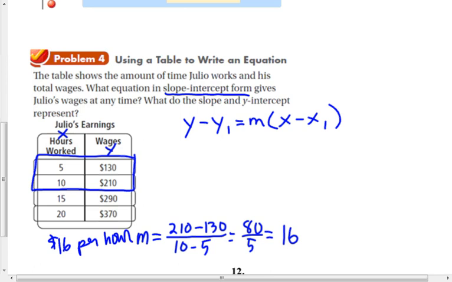A rate is always a slope. So $16 per hour, that goes right here where the m is. Okay, the x and the y both stay there. Now, all I need to do is choose any x value and any y value that corresponds to that. So I'm just going to use the first 2 here. So x is 5 and y is 130. So let's put 130 there. Let's put 5 there. And now we want this in slope-intercept form.